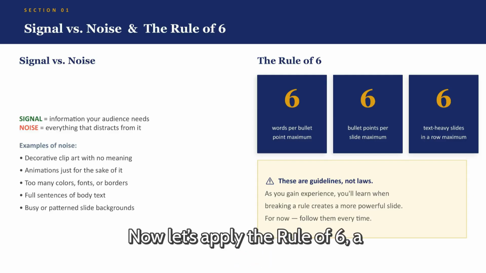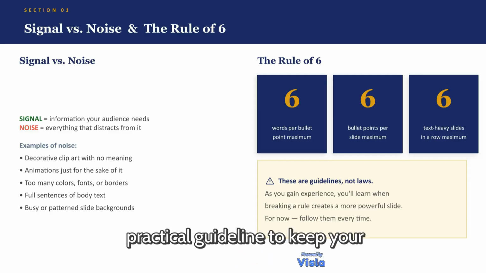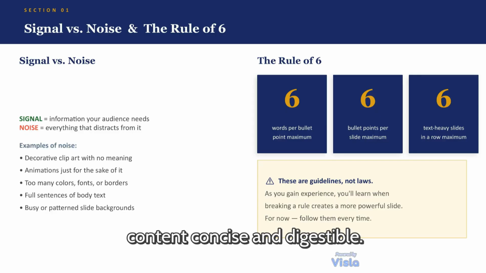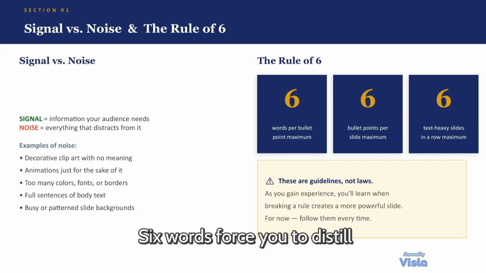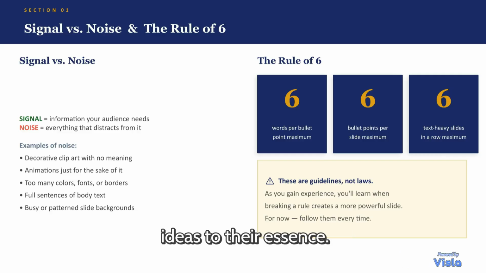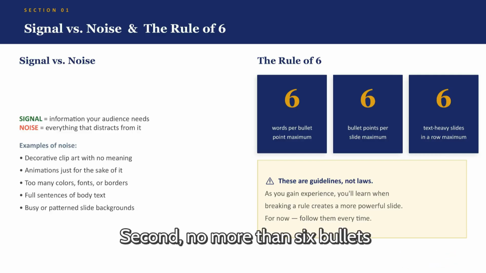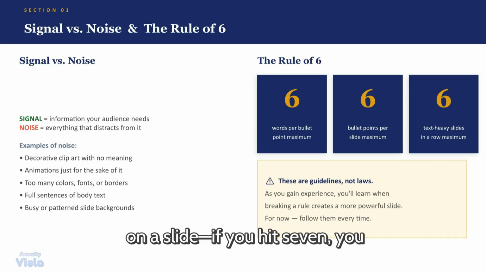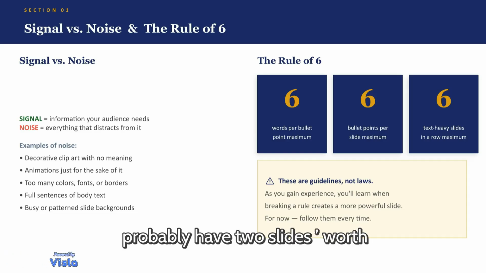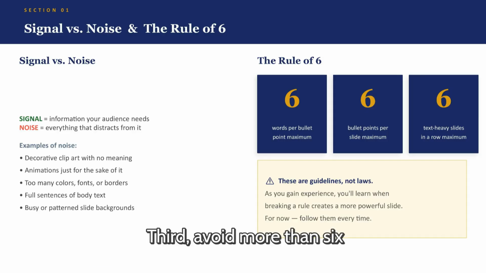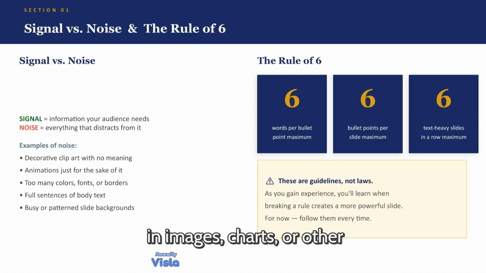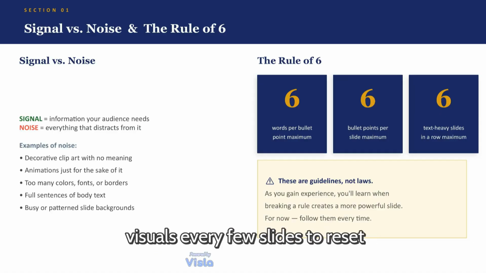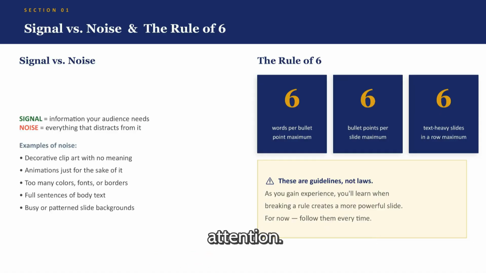Now let's apply the rule of 6, a practical guideline to keep your content concise and digestible. First, no more than 6 words per bullet point. 6 words force you to distill ideas to their essence. Second, no more than 6 bullets on a slide. If you hit 7, you probably have 2 slides worth of content. Third, avoid more than 6 text-heavy slides in a row. Your audience needs a break. Mix in images, charts, or other visuals every few slides to reset attention.